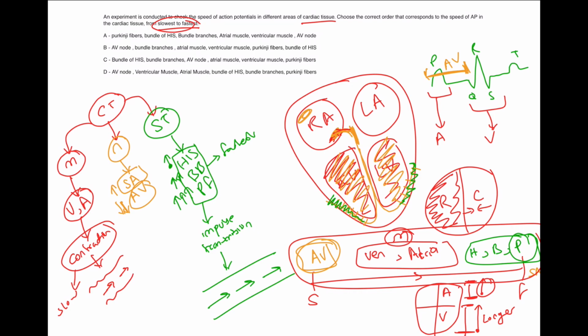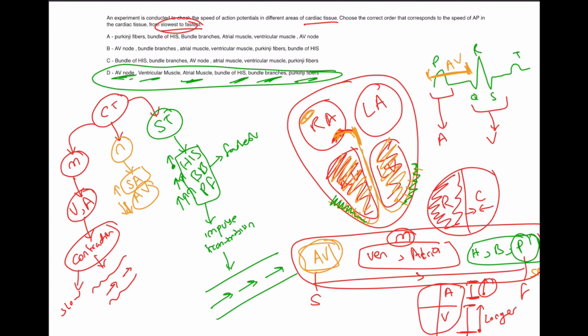And with that, we can conclude the video. Our answer is AV node, ventricles, atria, His bundle, bundle branches, and Purkinje fibers. So it's answer number D.